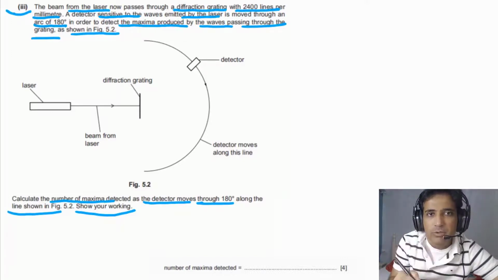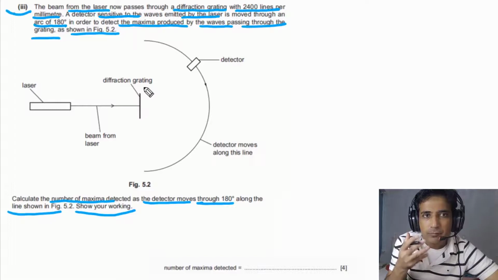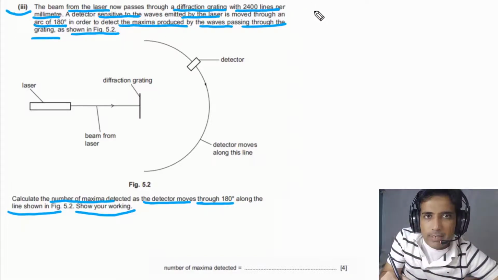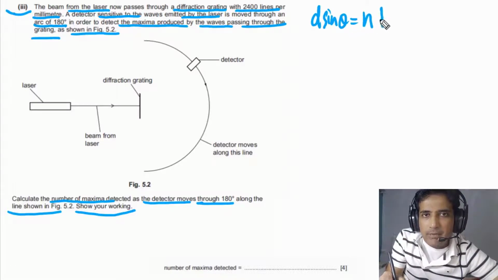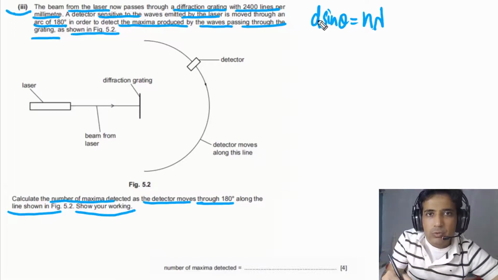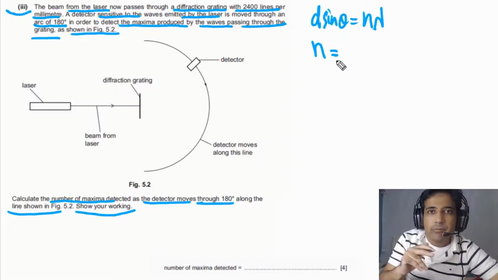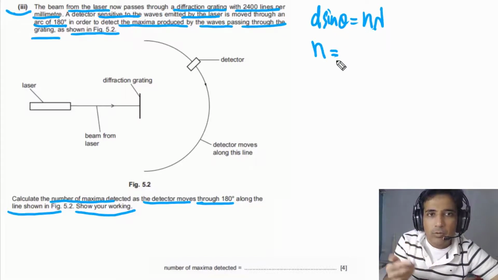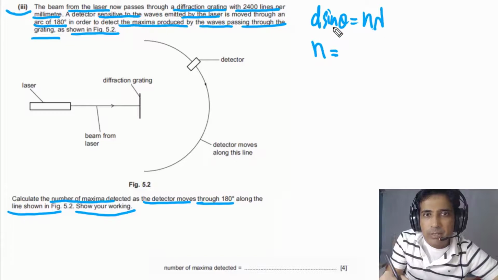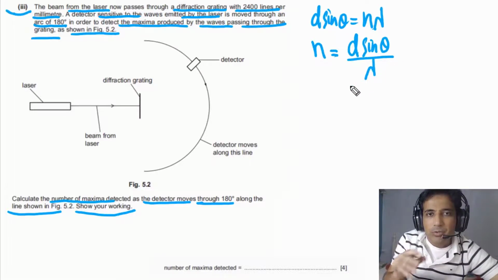So the first thing you need to understand, this question is about diffraction grating, and for diffraction grating we need to understand d sine theta is equal to n times lambda. For this question we need to calculate n. So first of all we will calculate only n, and then we will calculate maximum number of maxima. If we rearrange this one, n will be equal to d sine theta divided by lambda. Now simply we need to plug in values and we can find value of n.